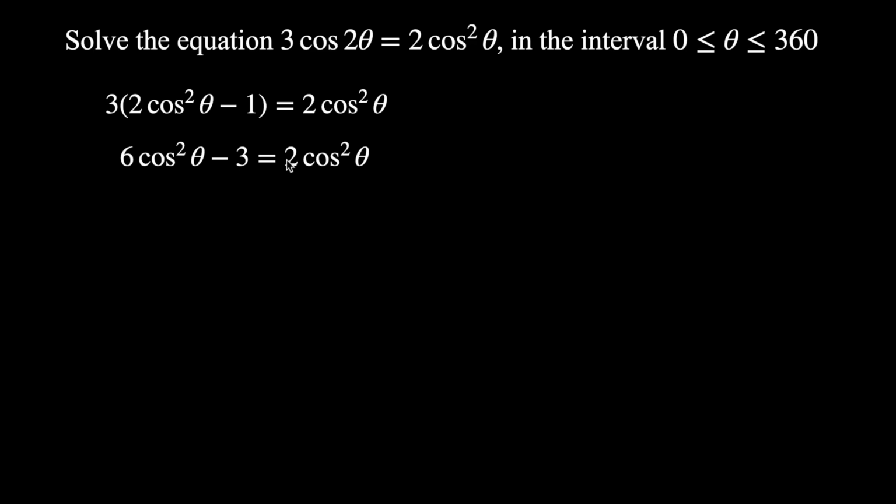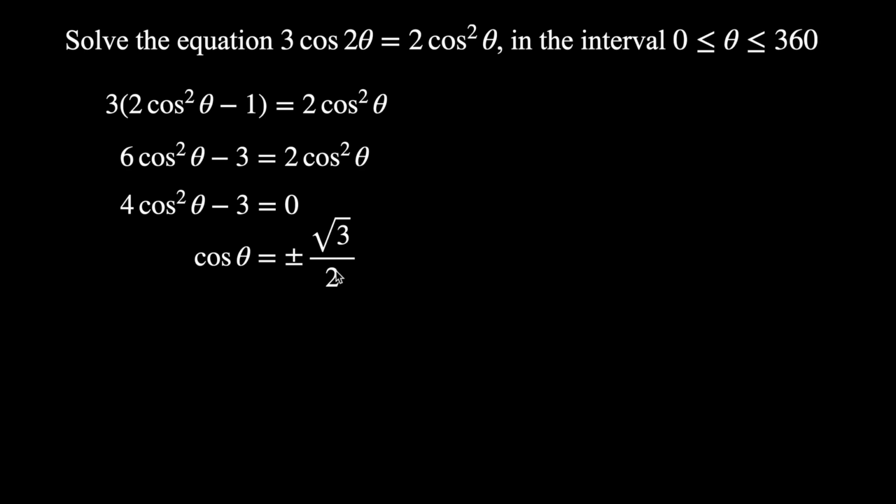Then subtract 2 cosine squared from the left hand side. 6 take 2 is 4, so we get 4 cosine squared take 3 equal to 0. And then rearrange in terms of cosine theta. So add 3, divide by 4, we'll get cosine theta equals plus or minus root 3 on 2.